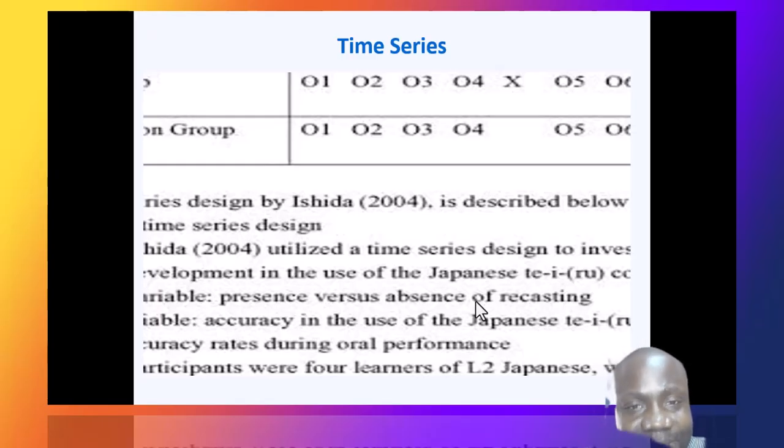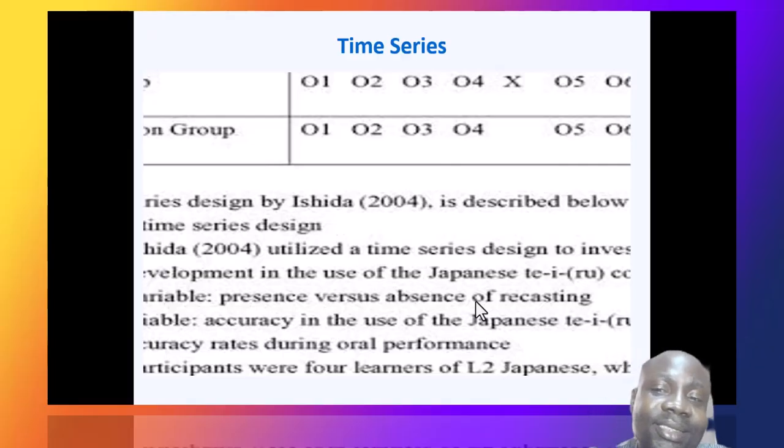But this is the time series experimental design. You will discover that in this slide, we have O1, O2, O3, O4. Those are for observation, and we have X, which is the treatment. Then we have O5, O6, and on like that. So what it means is that the group that is exposed to the treatment were pre-tested 4 times at interval.